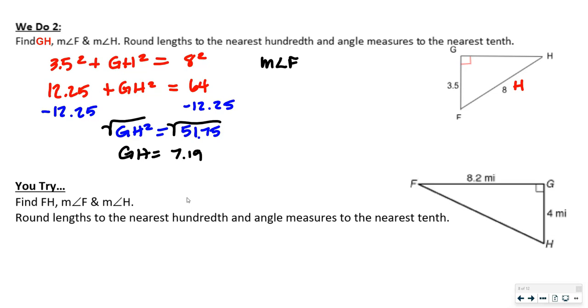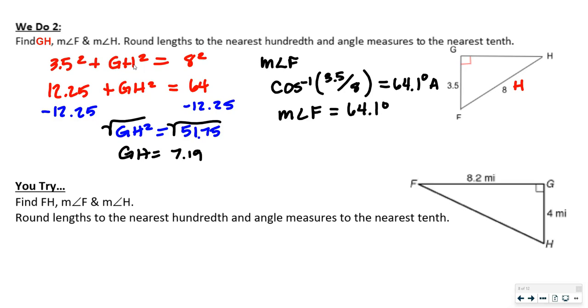To do that, let's compare these sides. So we have our hypotenuse, right? And isn't this our adjacent? So what ratio uses adjacent and hypotenuse? Cosine, right? So we're going to do the inverse cosine of 3.5 divided by our 8. That's what we're putting in our calculator. 3.5 divided by 8, and when I did that, I got 64.1 degrees. It says round to the nearest tenth, okay, for the angles. So the measure of angle F is equal to 64.1 degrees, okay?